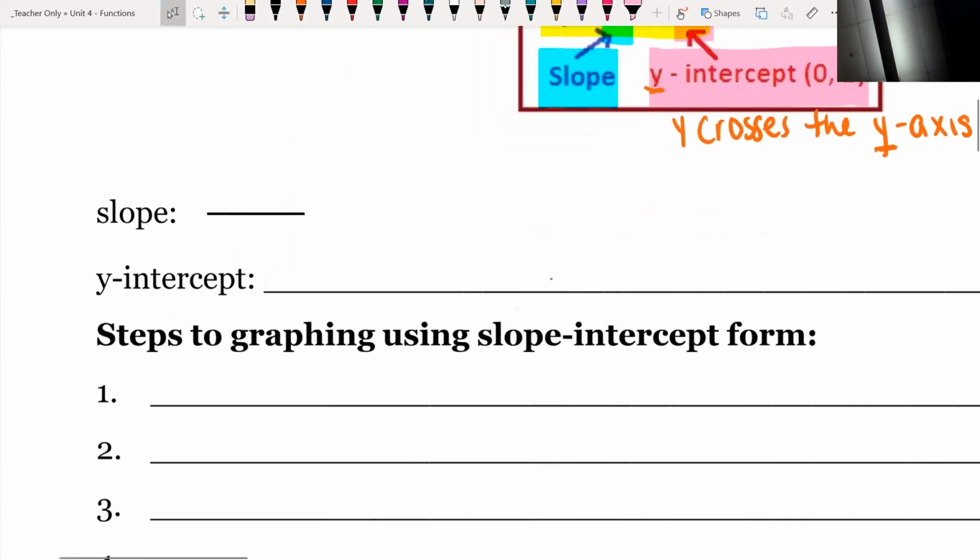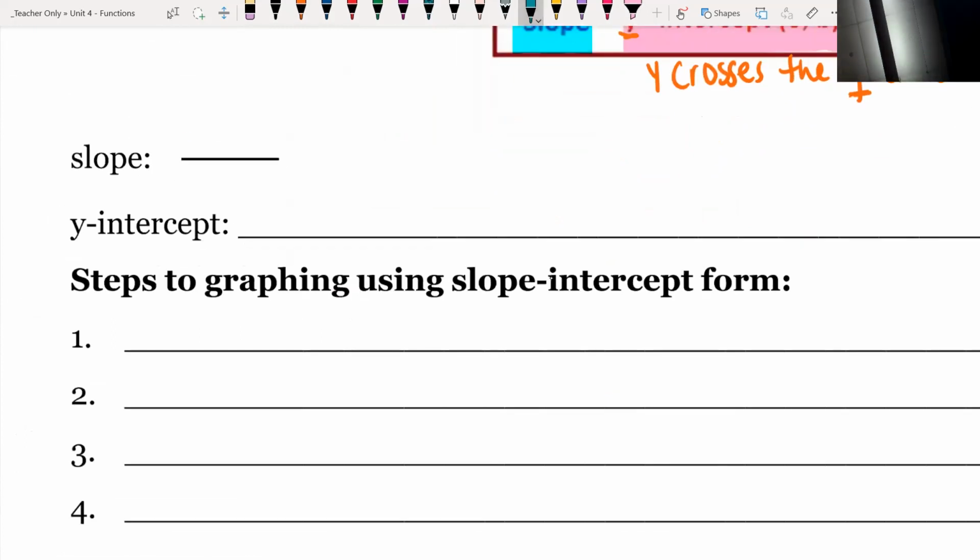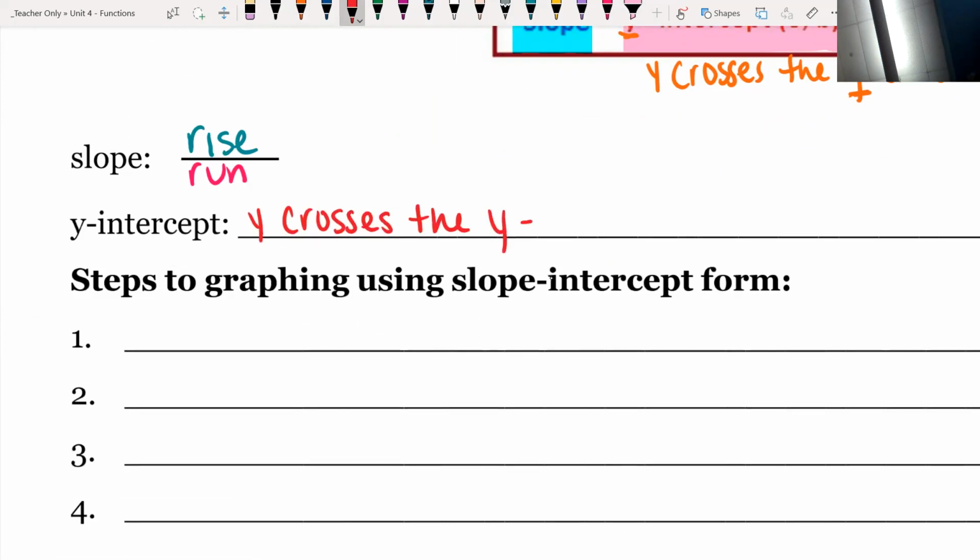And we kind of wrote that over here. So slope, remember, is rise over run. And our y-intercept is where y crosses the y-axis. So it's (0, b). That'll make more sense when we talk about this. It's also our starting point, so it's where we start when we're going to graph.